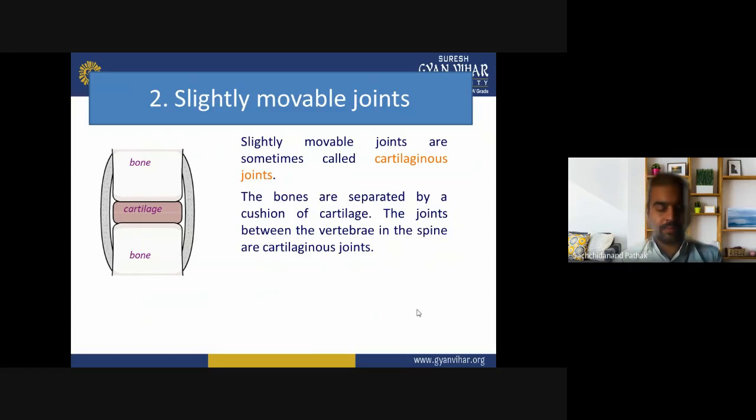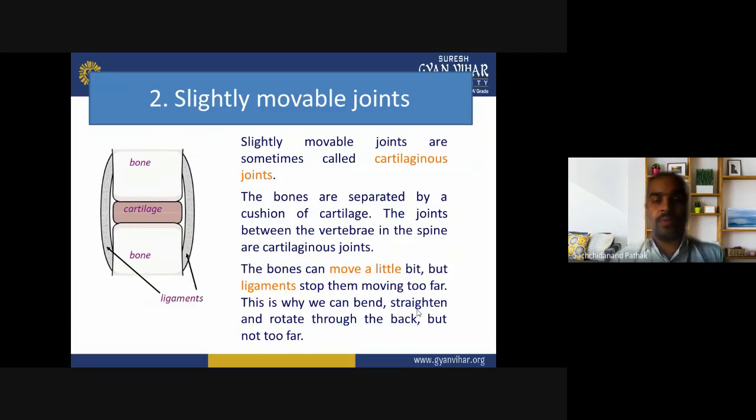Okay, एक गद्देदार cartilage that separates the bones. जो bone को separate कर रहे होते हैं. So the joints between the vertebrae in the spine are cartilaginous joints. वो joints होते हैं जो vertebrae के बीच में होते हैं, 2 vertebrae हो गई, उनके बीच में joints है. So there is a cartilage, so that is called the cartilaginous joint. The bones can move a little bit, but ligaments stop them moving too far. This is why we can bend, straighten, and rotate through the back, but not too far.